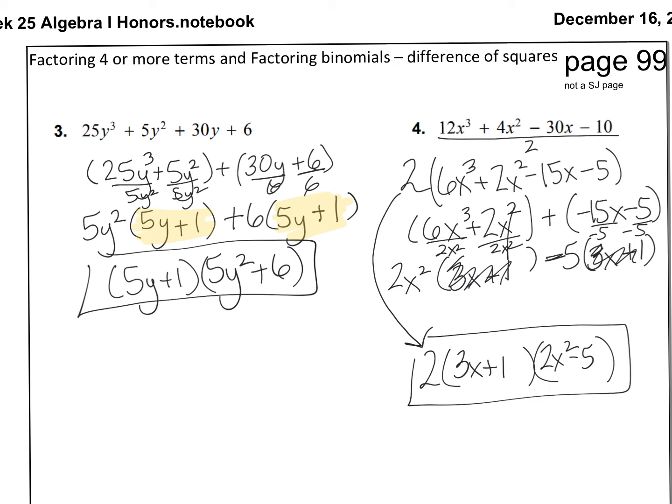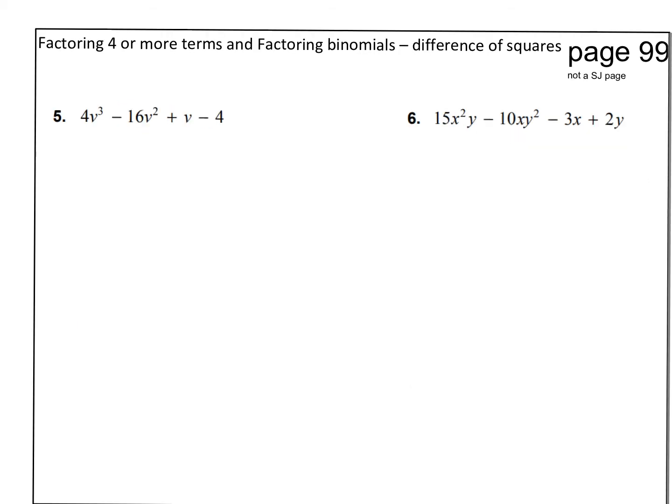Moving on to number 5. I'm going to look at both 5 and 6, and neither one of them has a common factor in all 4 terms. I'm going to group the first 2 together, group the last 2 together, and then I'm going to take out the greatest common factor.